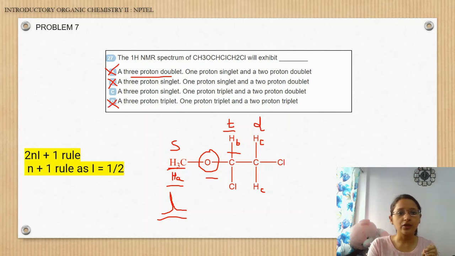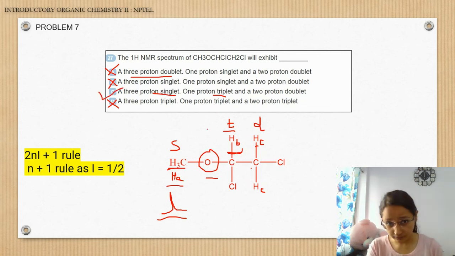Now coming to option C, a three proton singlet. Okay, fine, it meets the criteria. Now coming to the one proton triplet. It is also right that in the case of the one proton HB we are getting a triplet. Now coming to a two proton doublet. Yes, in the case of HC, these are the two protons, right? And we are getting a doublet. So this is the correct option, that is HC. Option C is the correct one.